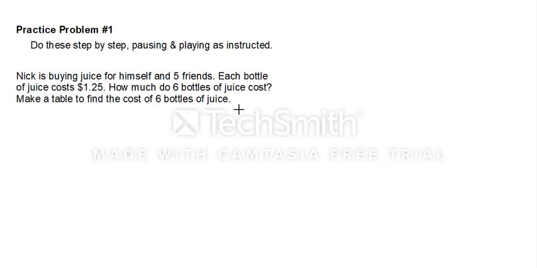So first we're getting the gist. What's going on? So I know Nick is buying some juice and he's buying it for himself and some friends. I know that each bottle costs a certain amount. Reading it again. Nick is buying juice for himself and 5 friends. So I know it's not just Nick, it's not just 5 friends, but it's Nick and 5 friends.